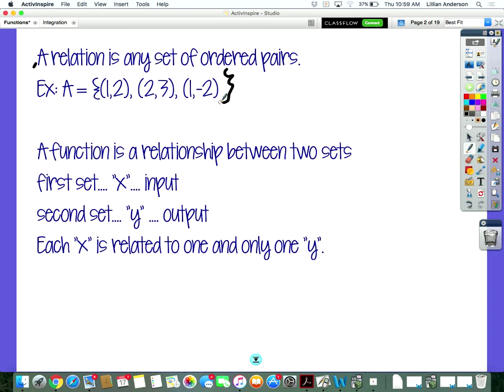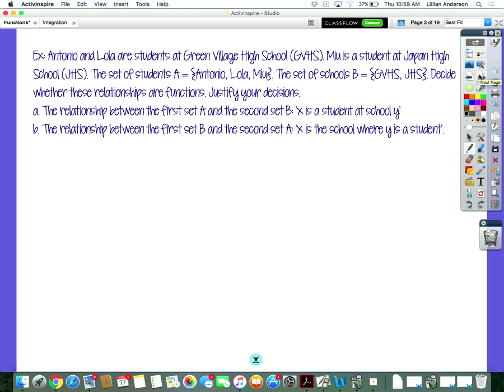But the main thing with a function is that each x is related to one and only one y. Maybe you've heard there's one input for every output. Maybe you've heard those two things, but that basically is what makes something a function versus what makes something just a relation. Okay? So, you have an example.